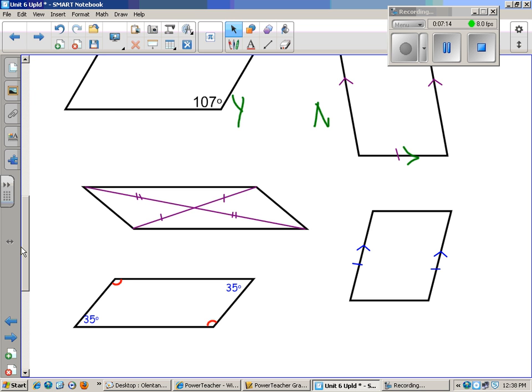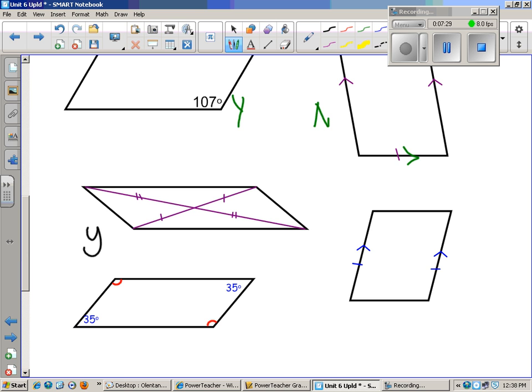Diagonals. What do we know about the diagonals of a parallelogram? They bisect each other. They're both equal on each side. Are these equal on both sides? Do they bisect each other? Yes. So it is a parallelogram.